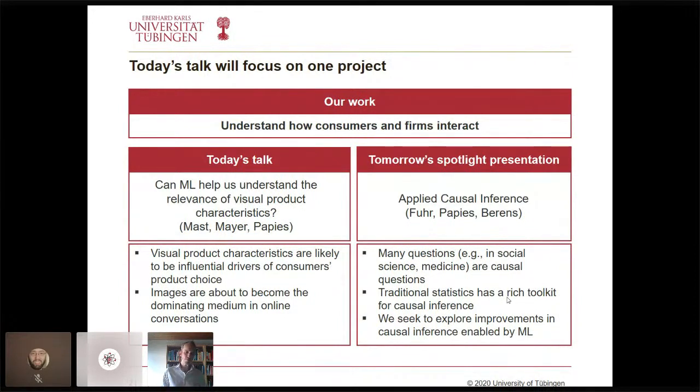The second important part of our work is that we try to understand the relevance of visual product characteristics. Here we would like to assess the relevance of machine learning methods. The background is that visual product characteristics are very likely to be very influential drivers of consumers' product choices, and they are becoming more and more important in the online conversations of consumers. They are becoming more important than text. So we believe it's important to know how visual characteristics matter, but also how we can extract these visual characteristics from pictures.